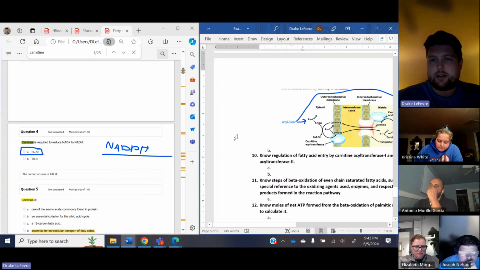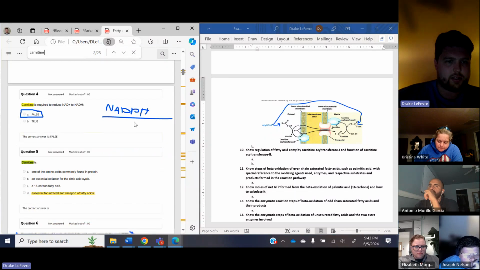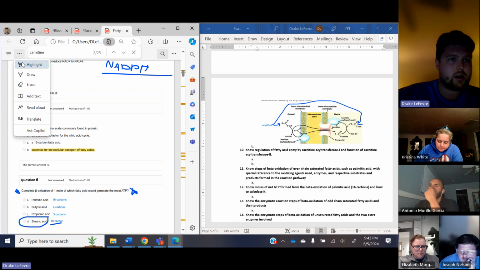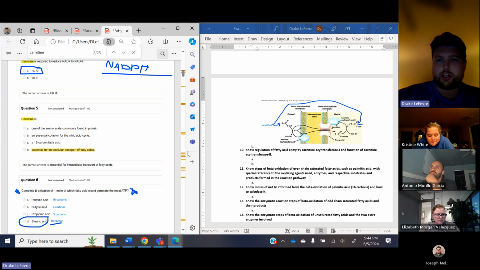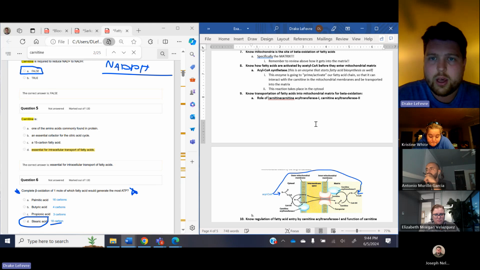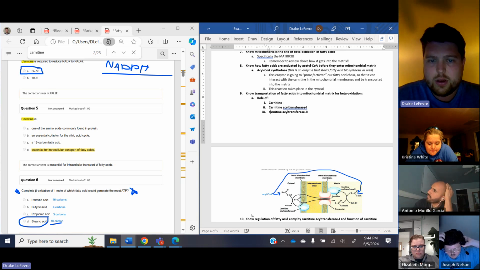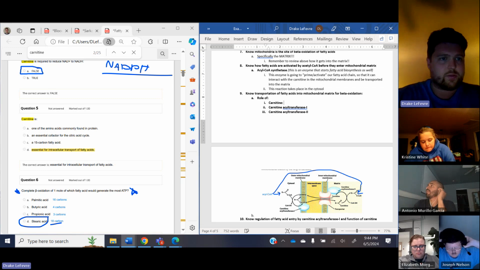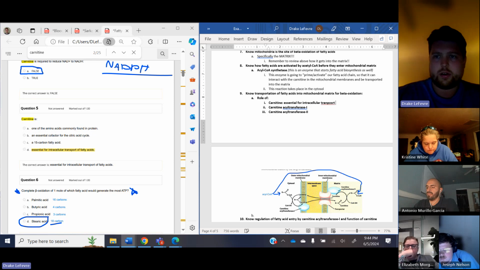Show these so we can see these together. Every time, this is what I just Control F to carnitine, and let's look at all of the stuff that carnitine is involved in. So just like we know, carnitine, break this up. Role of carnitine acyltransferase 1, carnitine acyltransferase 2. So carnitine, its role, it's essential for intracellular transport. Fatty acids.